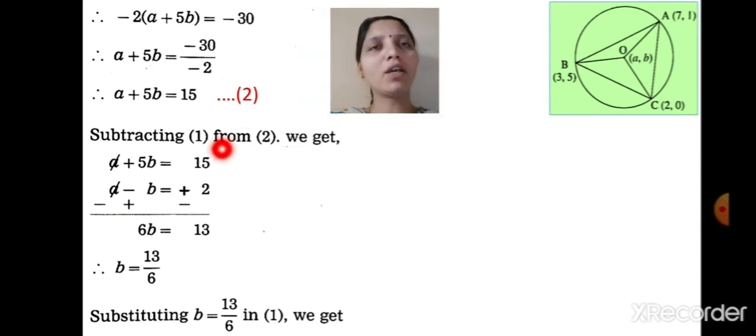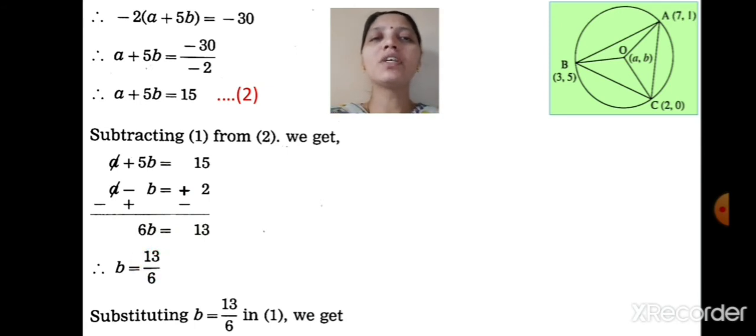Now subtracting equation 1 from 2 we get, first write the equation 2, a plus 5b is equal to 15, and first equation was a minus b is equal to plus 2. Now change the signs, plus a becomes minus a, minus b becomes plus b, that is equal to plus 2 will become minus 2. Now do the subtraction here. Plus a minus a will cancel. Plus 5b plus b is equal to 6b. So you will get here 6b is equal to plus 15 minus 2 is plus 13. Therefore b is equal to 13 upon 6.